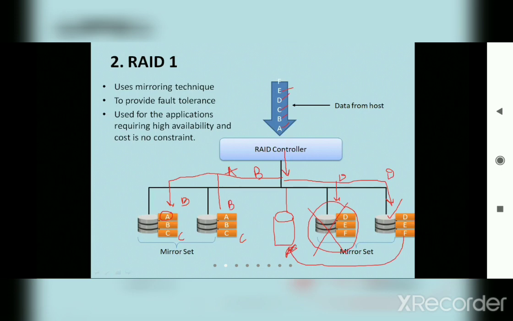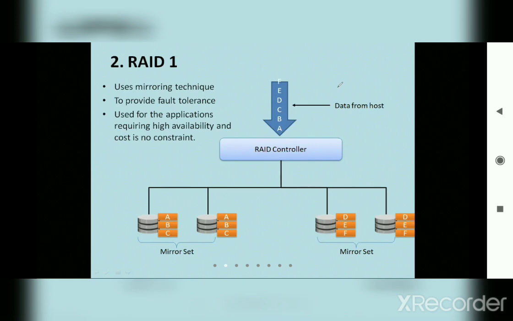But if you see here, the data is being stored multiple times. That means you need more storage capacity than the data itself. So this was also a drawback of RAID 1. So they said, no, this is not good. We don't want to waste storage capacity. So I just want to go on to the next one.